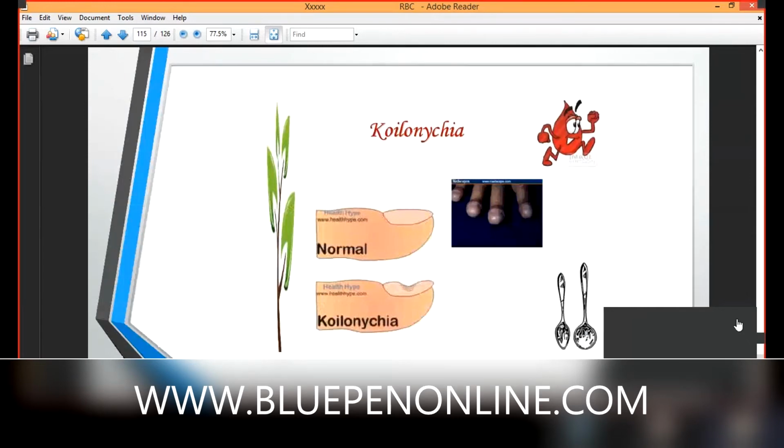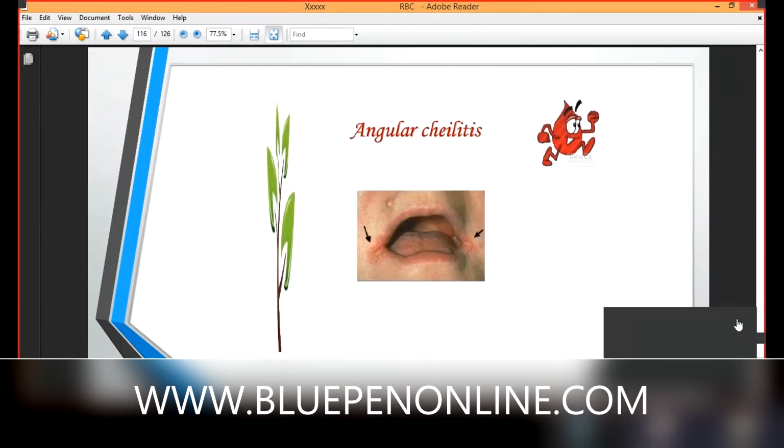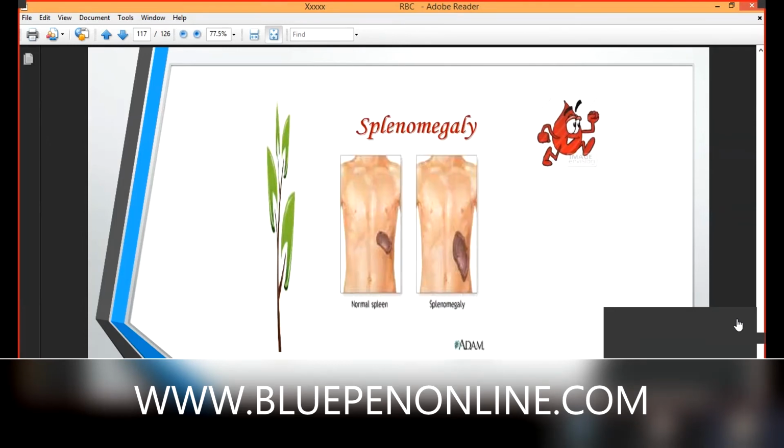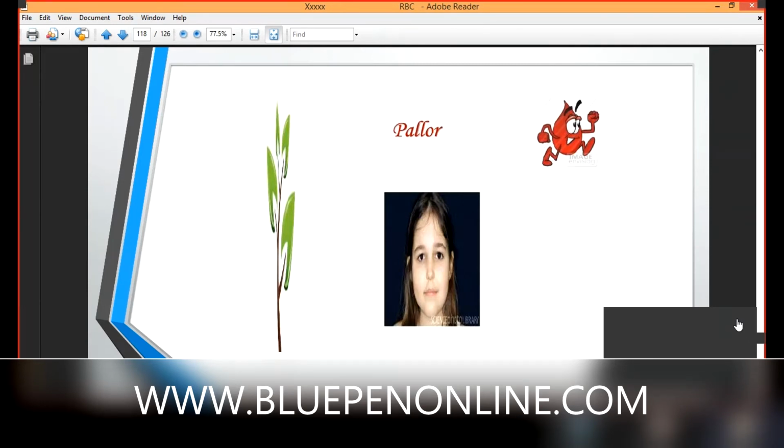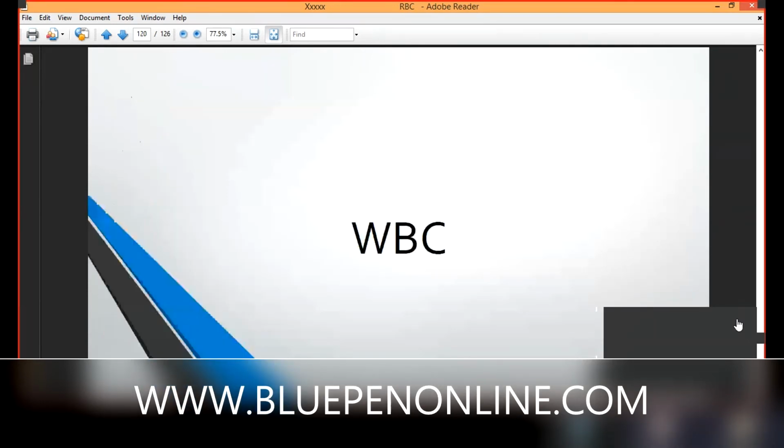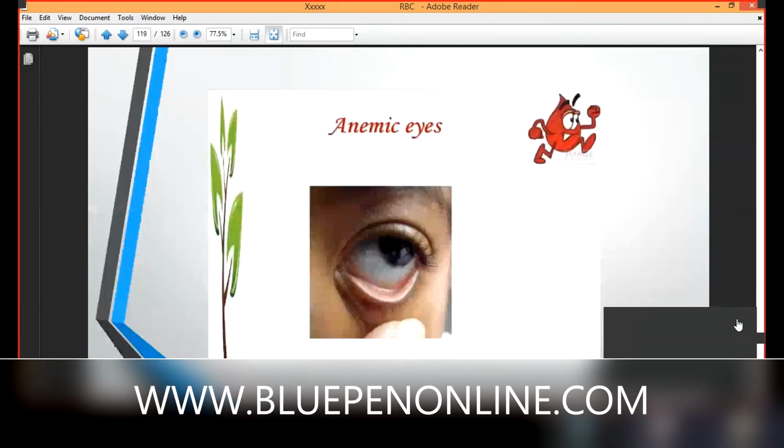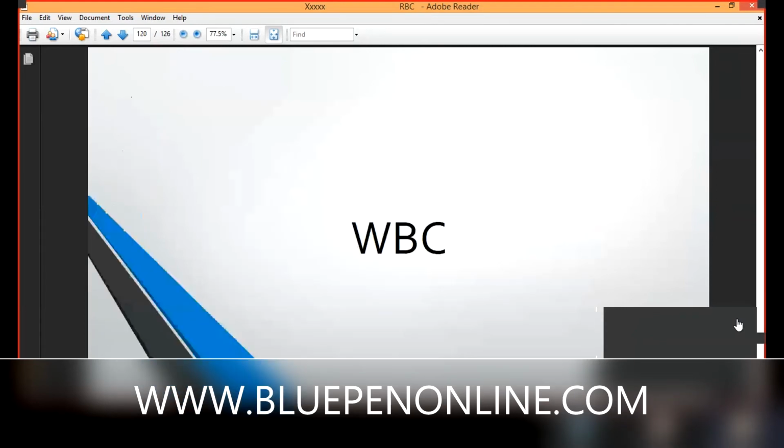Then there are spoon-like nails, where you can see the concavity on the nail. Then angular cheilitis, cracks in the lips. This is a symptom of anemia. Then splenomegaly, enlargement of the spleen. Then pallor of the skin, a pale color due to the lower number of RBCs. These are the symptoms of anemia.